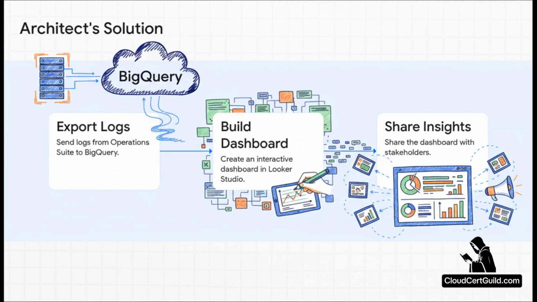So here's the most elegant solution, a really clean three-step pipeline. First, we get the logs out of Google's monitoring tools. Simple enough. Then, we send them over to BigQuery, which is our data analysis powerhouse. Finally, we spin up a dashboard in Looker Studio to make it all look pretty and easy to understand. It's direct, it's simple, and it's incredibly powerful.